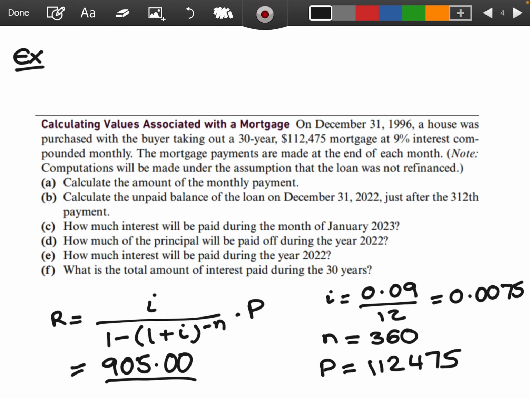Then we want to calculate the unpaid balance of the loan on December 31st, 2022, just after the 312th payment. We are making 360 payments in total over 30 years. If we've made 312 payments out of the 360, that tells me that I have 48 payments of $905 left. So I've paid 26 years of this. I've got another 4 years of payment. So I need to find out what the unpaid balance on the loan is when I still have 48 payments left of $905.